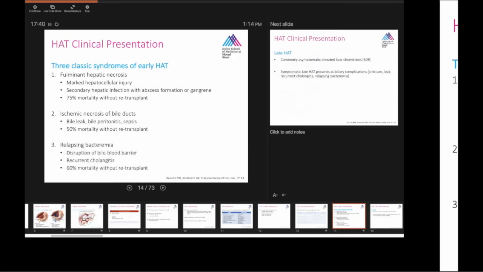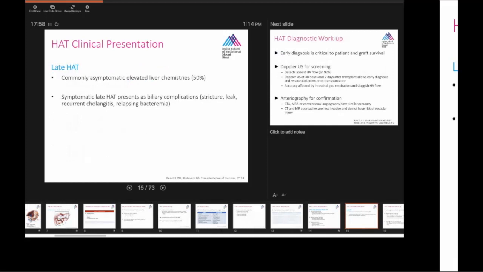And finally, similar concept, if you disrupt the bile duct mucosa because of ischemia, then you have bacterial translocation, you have relapsing bacteremia or recurrent cholangitis, and 60% of patients will also die without retransplant. Late HAT, as we talked about, usually has a milder, more benign course. Most patients would be asymptomatic, except for some elevated liver chemistries. And the patients who are symptomatic will present with biliary complications, which we'll go into in much more detail later.